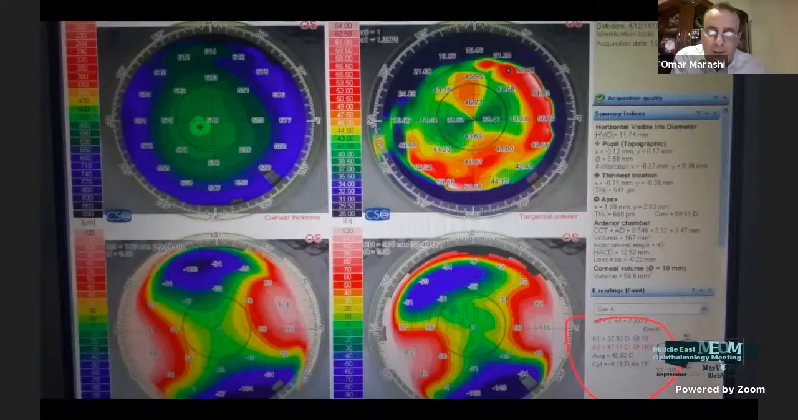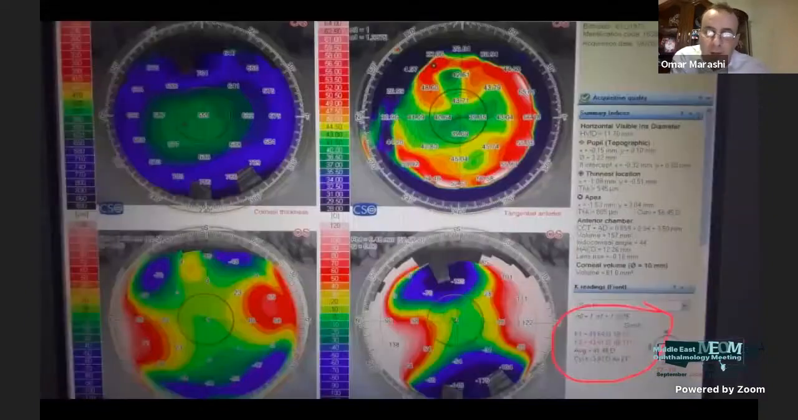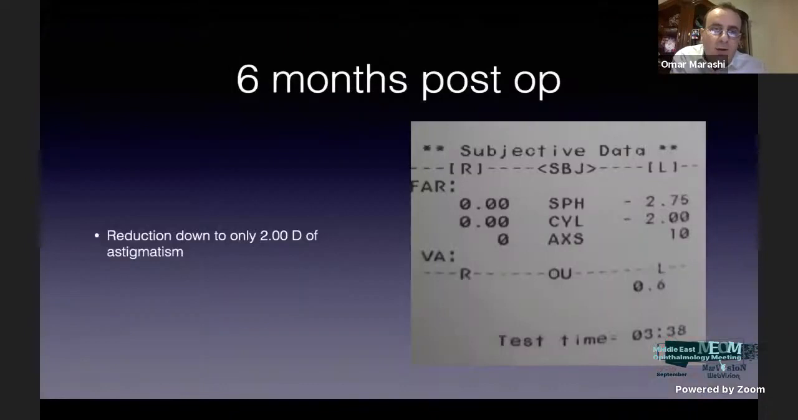If you look at the lower right side, you can see the cylinder is over 9 diopters. This is the very next day post-op. There is substantial reduction of astigmatism, almost 4.5 diopters. This is her topographic astigmatism, which went below 4 diopters. And this is her refraction after 6 months, where she has only 2 diopters of astigmatism left.